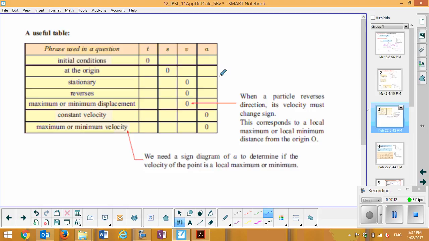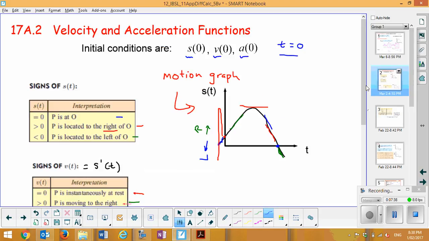Let's chat about a couple of these things. This is a table that's helpful for summarizing things. If we have initial conditions, it means that t is 0, which we've just talked about. If s is 0, it means we're at the origin. If v is 0, so if we have no velocity, then that has happened. If we flip back here, we've got 3 scenarios. The point is actually stationary.